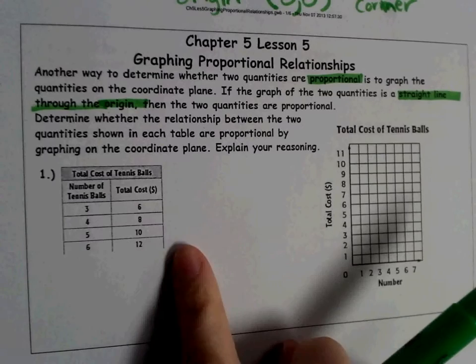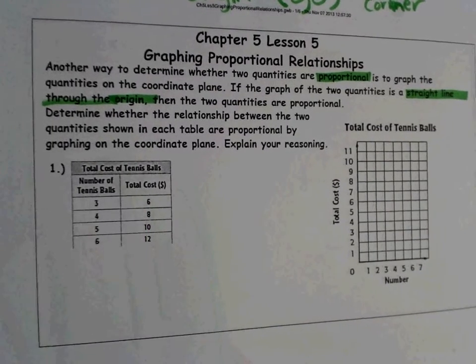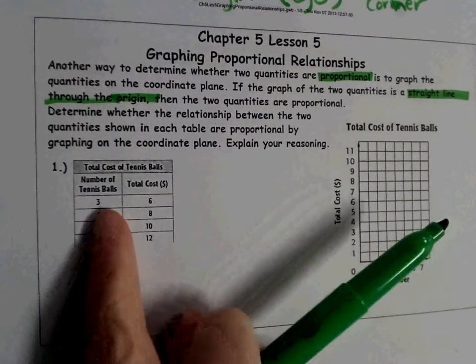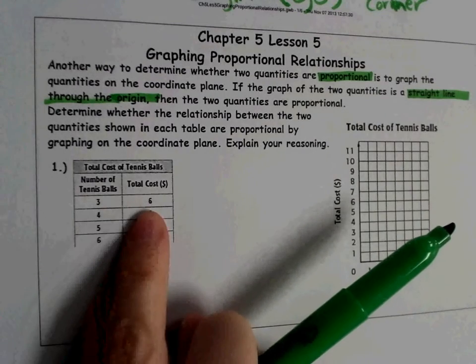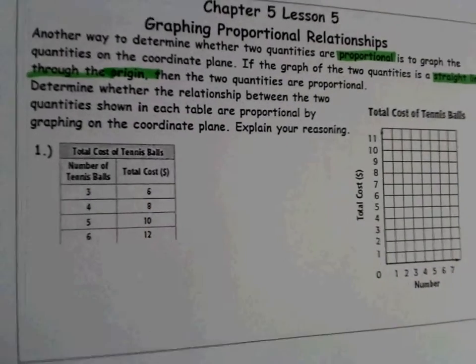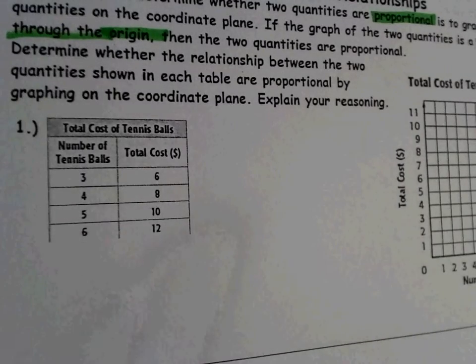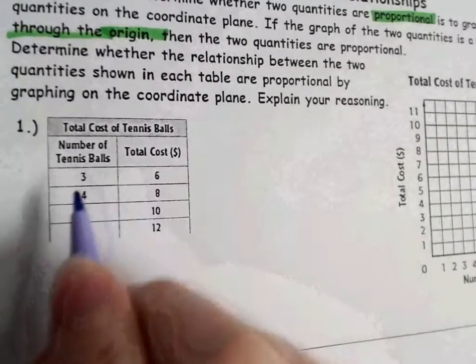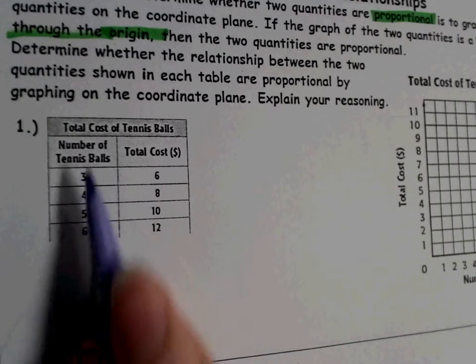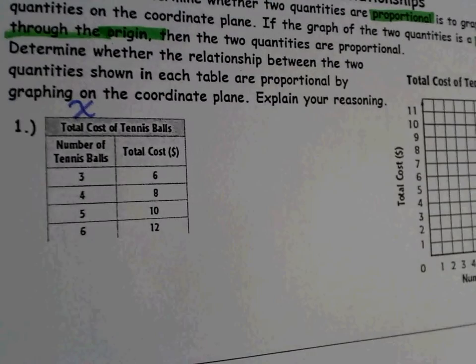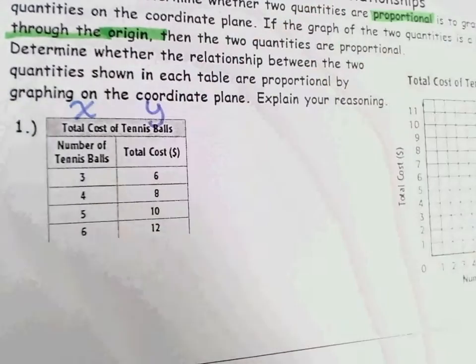Okay, so let's take a look here. We have the cost of tennis balls. If we order a set of 3, it's going to cost us $6. If we order a set of 4, it's going to cost us $8. A set of 5 is $10, and a set of 6 is $12. So we want to know, is this going to be a proportional relationship? So what I'm going to do is I'm going to graph each of these points. The first part of my table represents the x coordinate. The second part of my table represents the y coordinate.